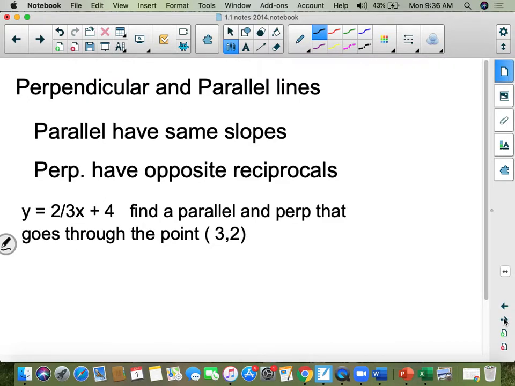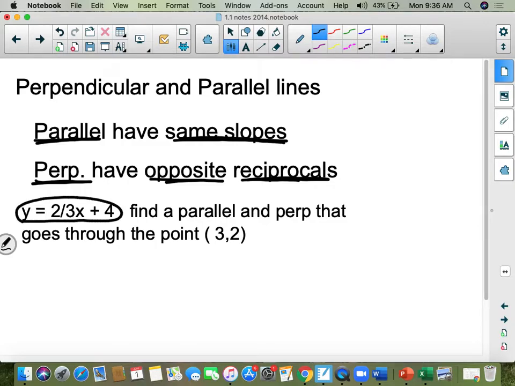Okay, let's talk about perpendicular and parallel lines, which should be reviewed from Algebra 1, Algebra 2, and Geometry. Parallel lines have the same slope. Perpendicular lines have opposite reciprocal slopes. Given y is equal to 2/3 x plus 4, you're supposed to find a parallel and a perpendicular line that goes through the point (3, 2).